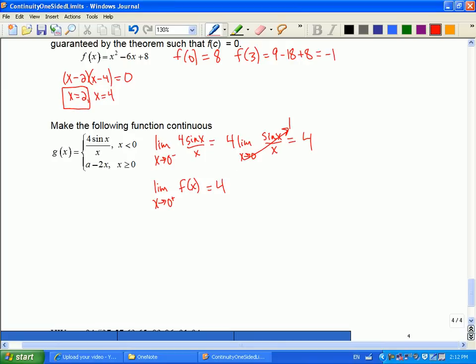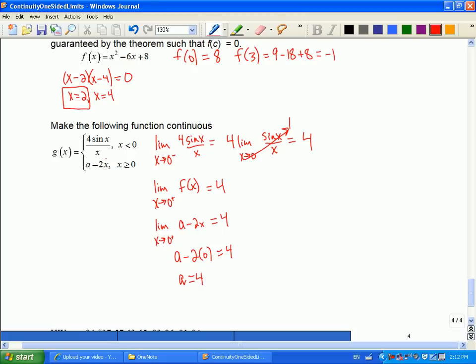Okay. The limit as x goes to 0 from the right side is a minus 2x. That has to equal 4. Remember, a is a number we don't know yet. We have to solve an equation where x becomes 0. So a minus 2 times 0 must be equal to 4. So a must equal 4 in this case.